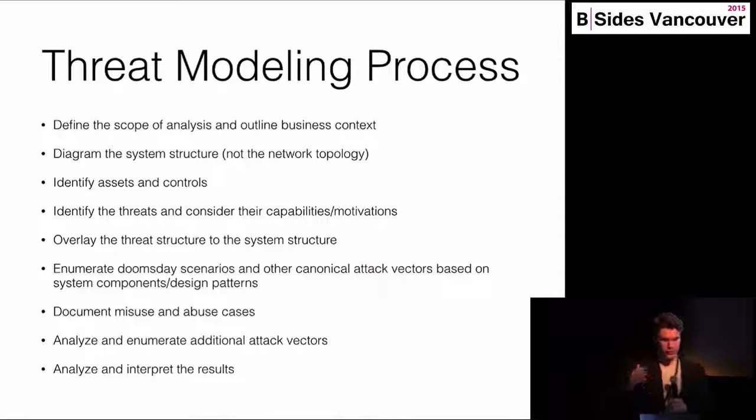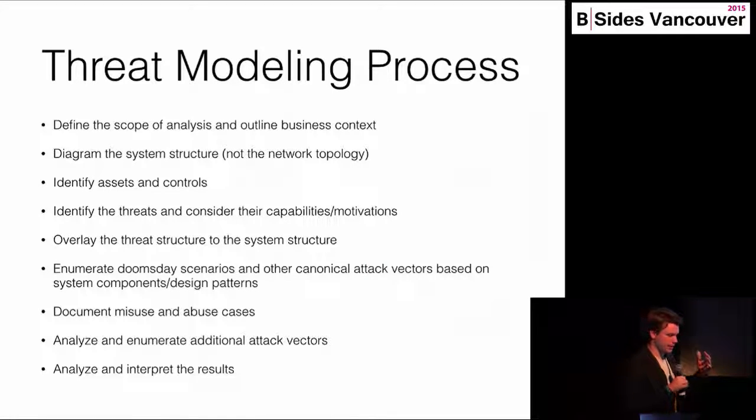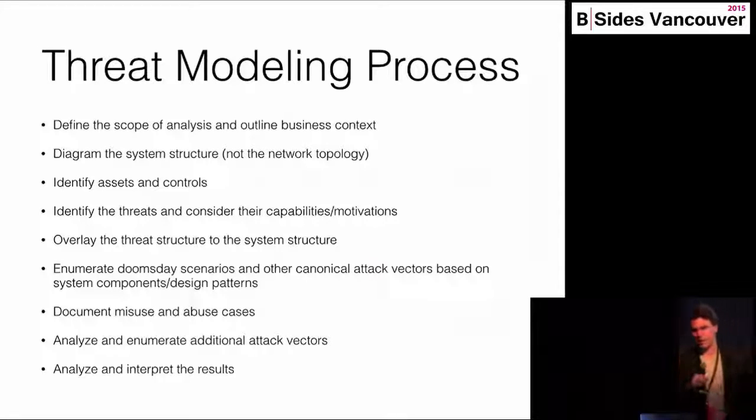And we can do this using not only our creativity and experience and what we've seen in other places and other systems that we've worked on, but we can use a set of canonical attack vectors based on various design patterns that are used. For instance, if you're using a third-party payment system that is sending information over HTTP, there are certain attacks that are going to be possible against that.